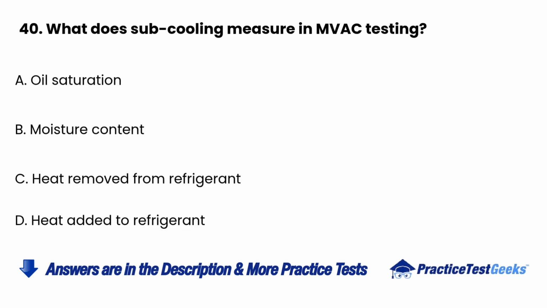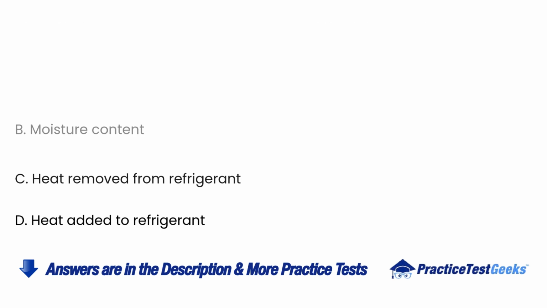40. What does subcooling measure in MVAC testing? A. Oil saturation. B. Moisture content. C. Heat removed from refrigerant. D. Heat added to refrigerant.